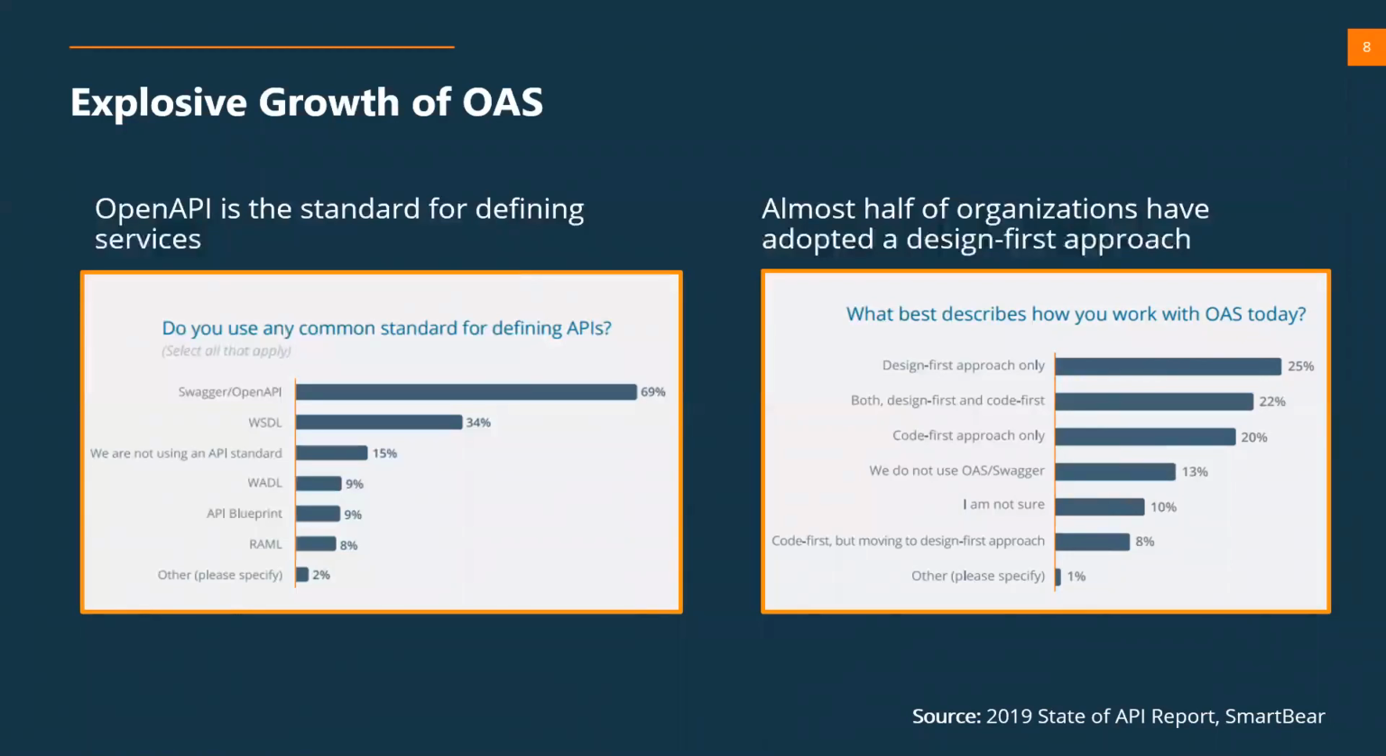So you can see here what best describes how you work with the OAS today from the report that we released. Design-first approach, 25%. Both design and code first, 22%, and code-first only approach is 20%. And then about 13% say that they don't use OAS or Swagger as well. So definitely we're seeing a big trend in terms of a lot more companies using the OpenAPI specification. And I would expect that to increase when we run this report for 2020.